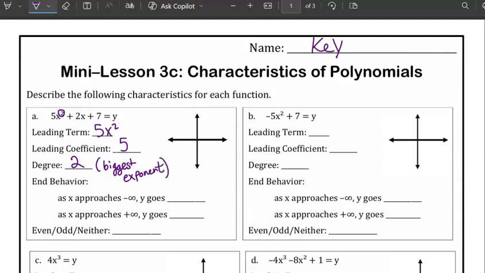If we were to sketch a graph of this one, it's going to be a U shape. On the left side of this graph, as x approaches negative infinity, y approaches positive infinity. As x approaches from the left side, the y goes up. As x approaches positive infinity on the right side, y also goes up.